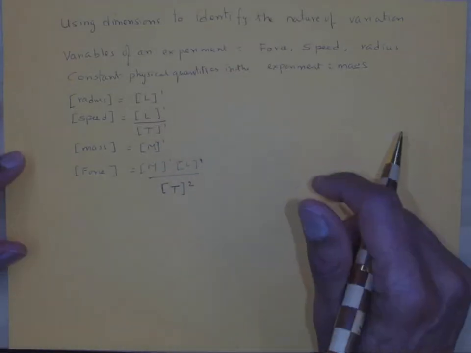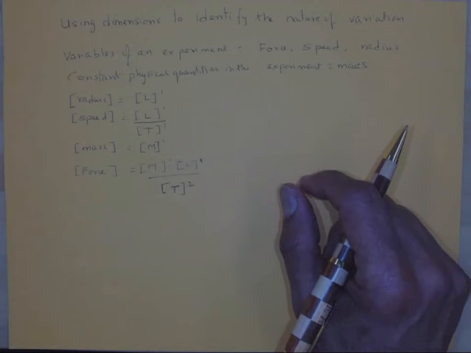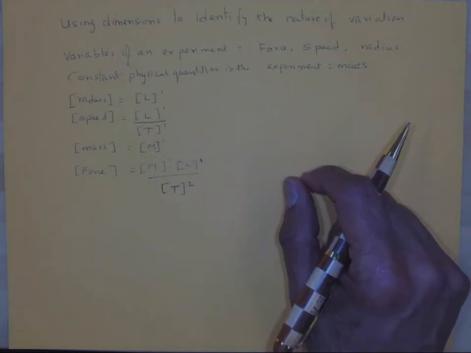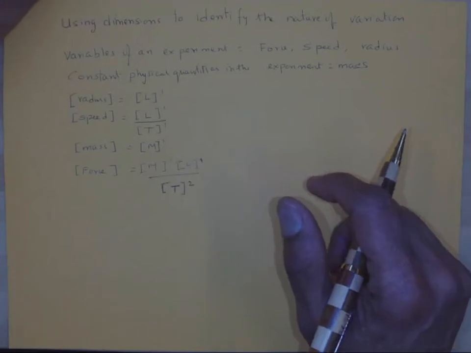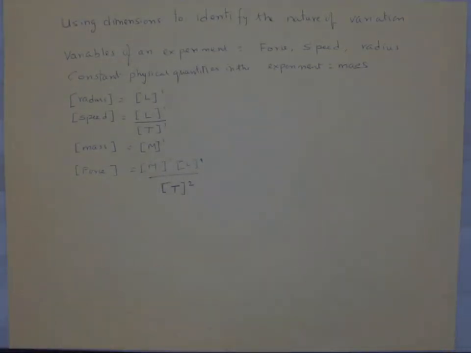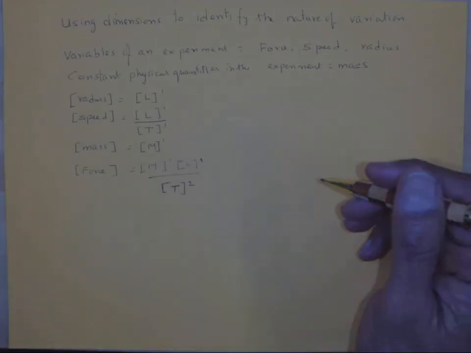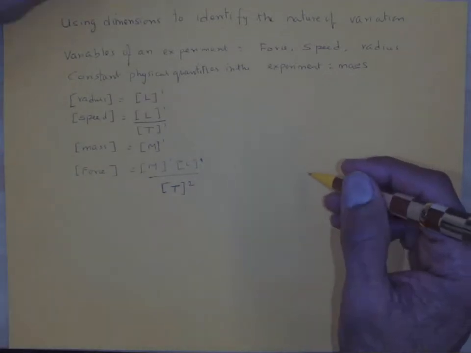Now we have seen what fundamental and derived physical quantities are and how they write their dimensions. We have seen how we can verify an equation using dimensions. Here we're going to try and use dimensions to identify the nature of variation. That's how we ended our last video. We stated that we can do this. How can we do this?